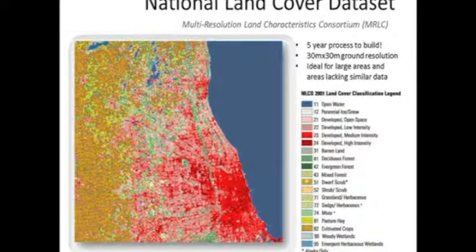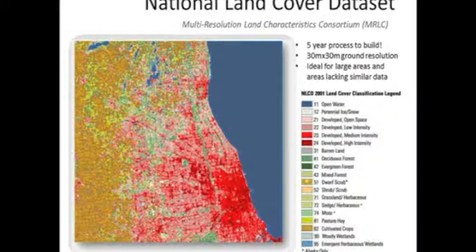Again, 30 meter by 30 meter on the ground. So we're talking large areas, regions, larger cities. But then again, you certainly can use it for a homeowners association, because you're not going to get your homeowners or condo association to do a hyperspectral overflight anytime soon.